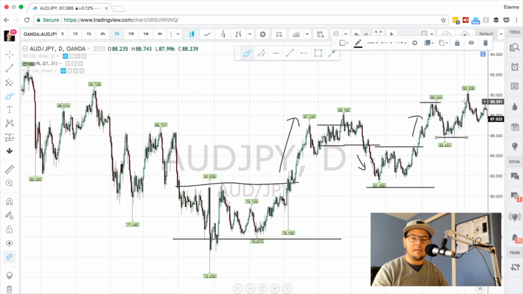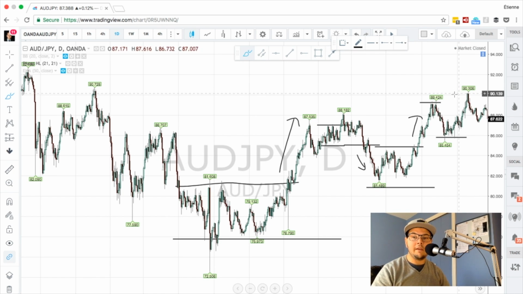There we go. Now keep in mind that we're on a higher time frame, so we are going to trade this on a lower time frame, and I'll show you exactly how after that. So we make a higher high here, we make a higher low at this level. Okay, we have both. So we are still trending upward.